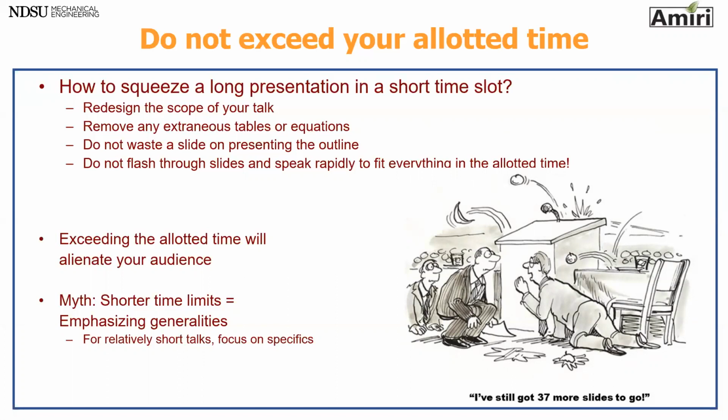But if it's not, and you've got to include a lot of material in a short period of time, you've got to go back and redesign and change the scope of your talk a little bit. If you see any information that can be eliminated, like a graph or table that's too much information, or an equation, you can get rid of that. Usually I don't ask the students to use a slide for the outline. Instead of going over, here's an outline of what we're going to talk about, just start talking about it, especially if you're short on time.